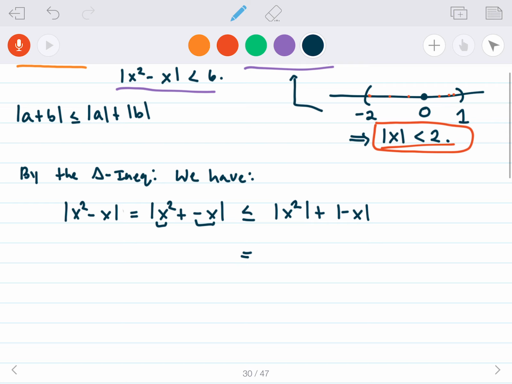And I can bring that square out to the front, right? Because abs x squared is the same thing as abs x squared, because we're just dealing with positive numbers here.